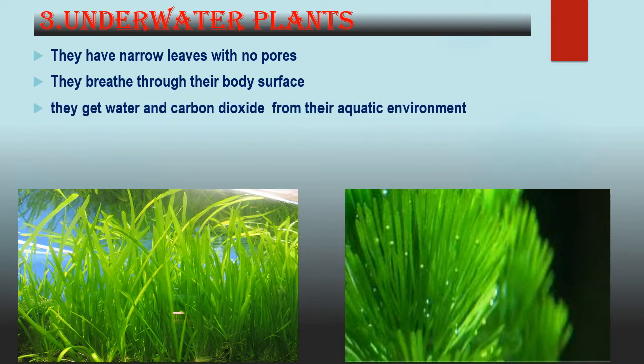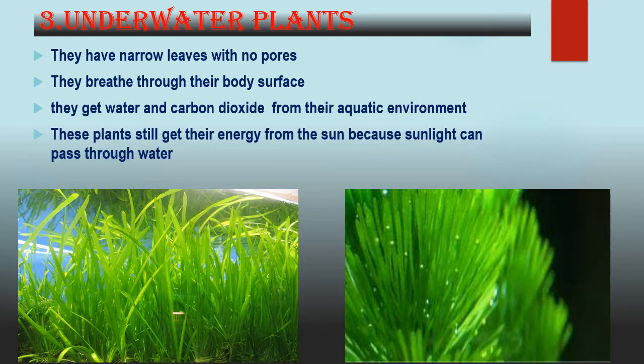They get water and carbon dioxide from their aquatic environment. These plants, as you all know, that plants need water and carbon dioxide to grow, to live. So these plants get water and carbon dioxide from their aquatic environment inside the water. They can get water and carbon dioxide under the water.